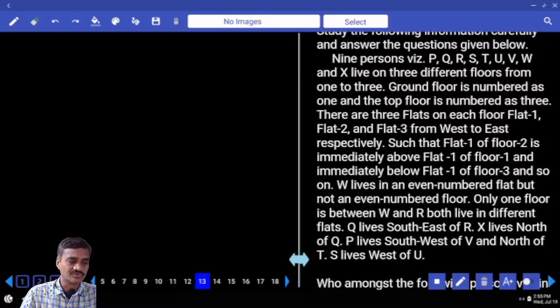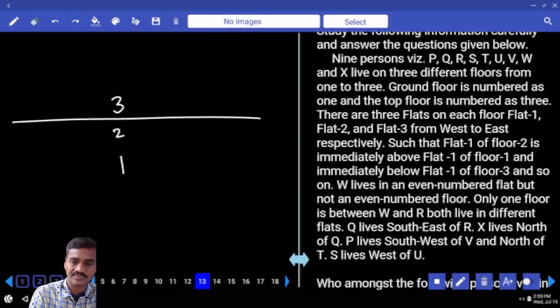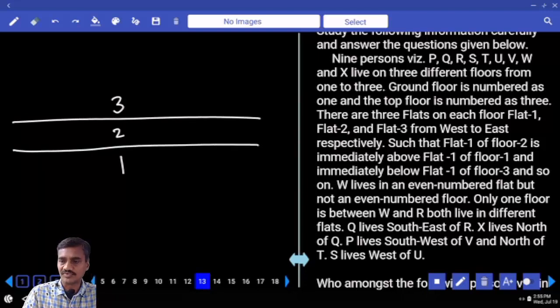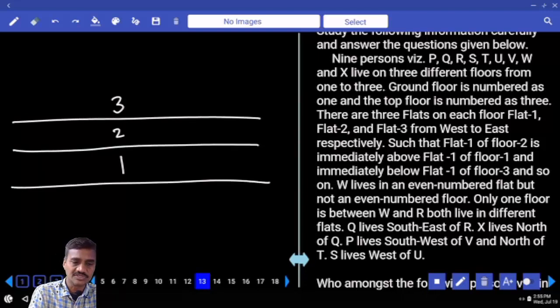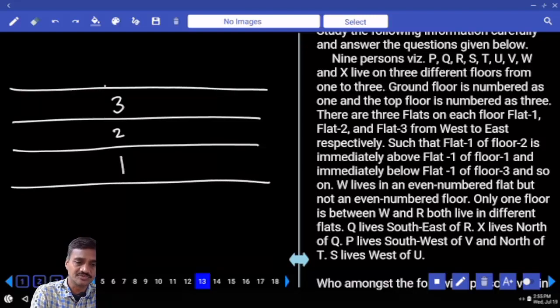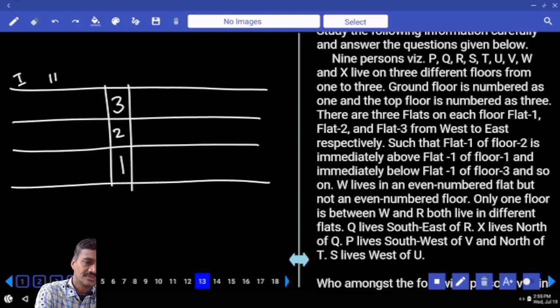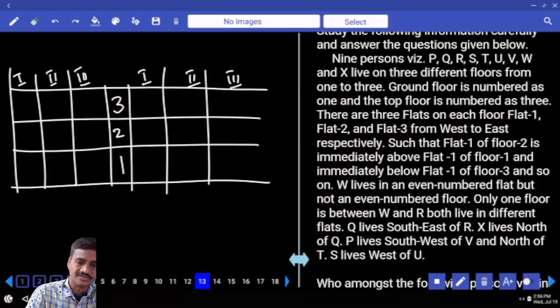Then 9 persons were there. Now 3 floors, 3, 2 and 1. Then what are the flats you have? Flat 1, flat 2, flat 3. And flat 1 is to the west of this one, given or not? Flat 1, flat 2 from west to east. West to east, the order is also clearly specified. First one, second and third. Now here again from west to east, 1, 2 and 3. Then 1, 2 and 3 are the flats we have. And here again these are the flats.